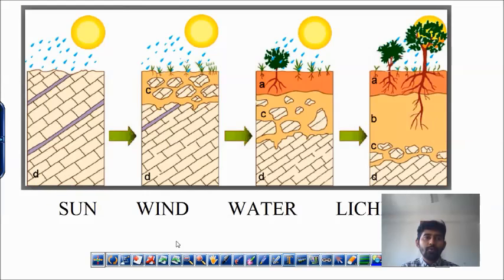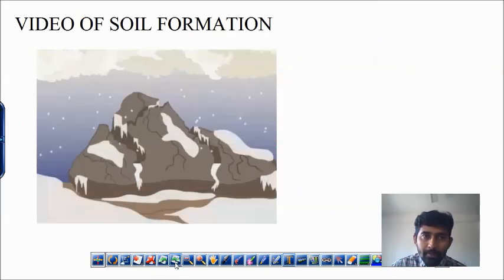This is the summary photograph. So you can see sun playing its role, rain मतलब water is playing its role, wind is playing its role, and the green plants represent the lichens. Slowly, first photograph में सारे rocks थे, second photograph में rocks नीचे दब गए और ऊपर को soil बन गया. That is how soil formation happened.